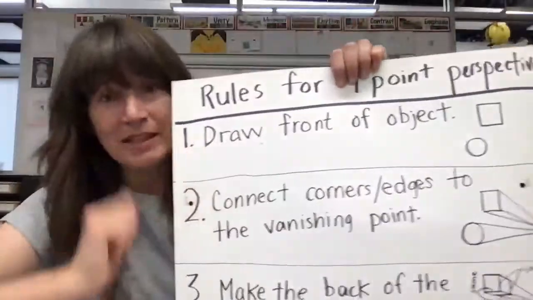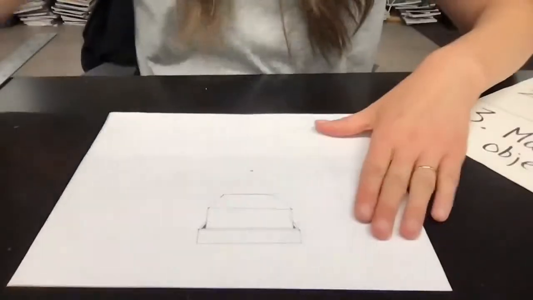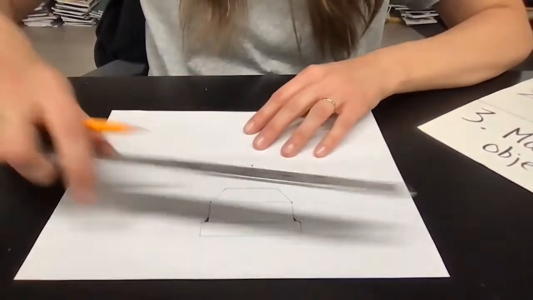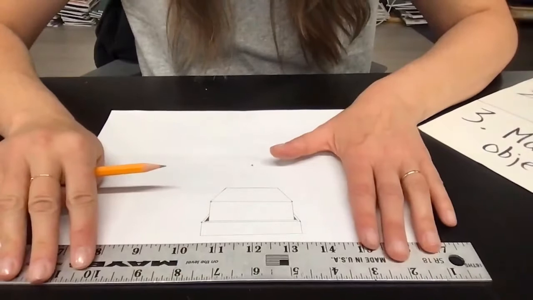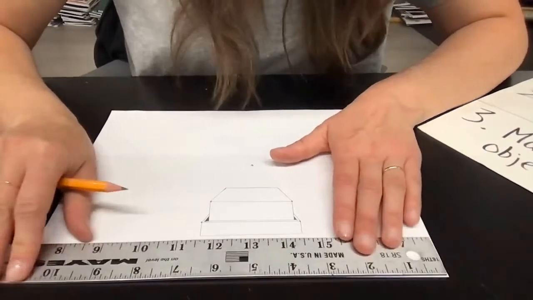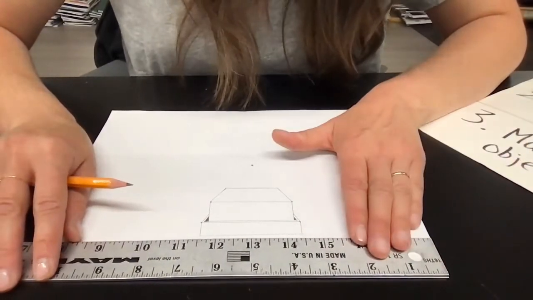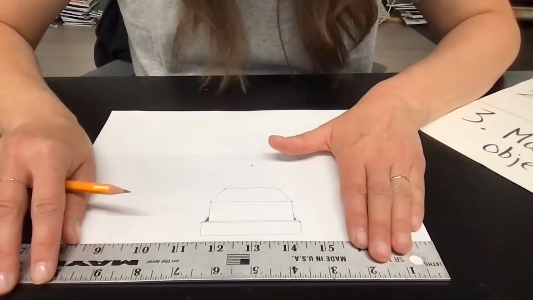So step 1 is going to be to draw the front of the object. So I'm going to draw the front of those feet. The way I do that is I'm going to put my ruler down here below the bed, lining the edge up so that I get a horizontal line.